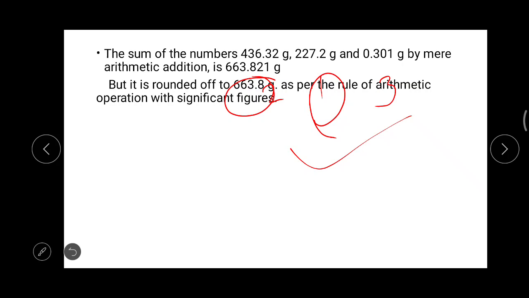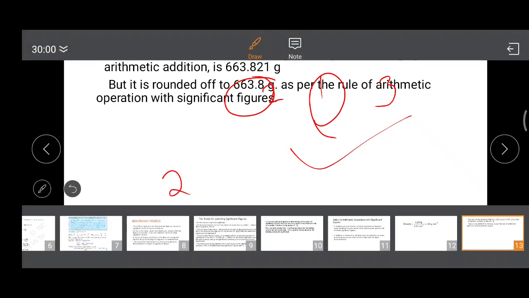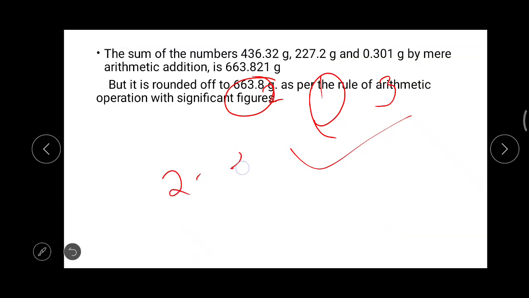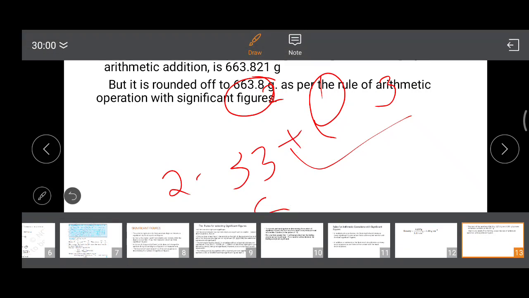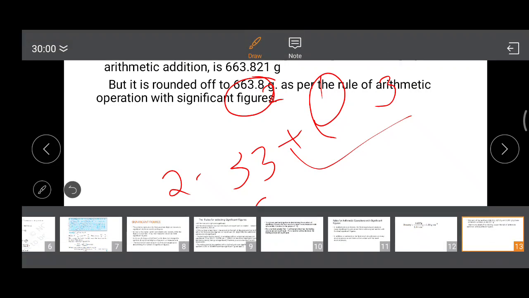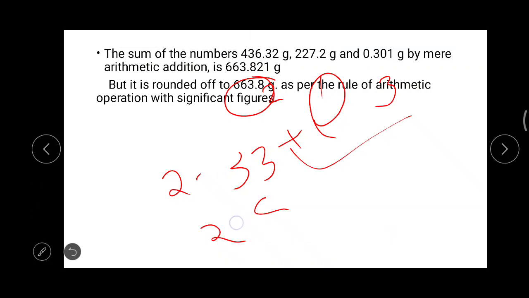So suppose you are having another example like this one, suppose 2.33 plus 2.5. That means 4.83 will be the answer.